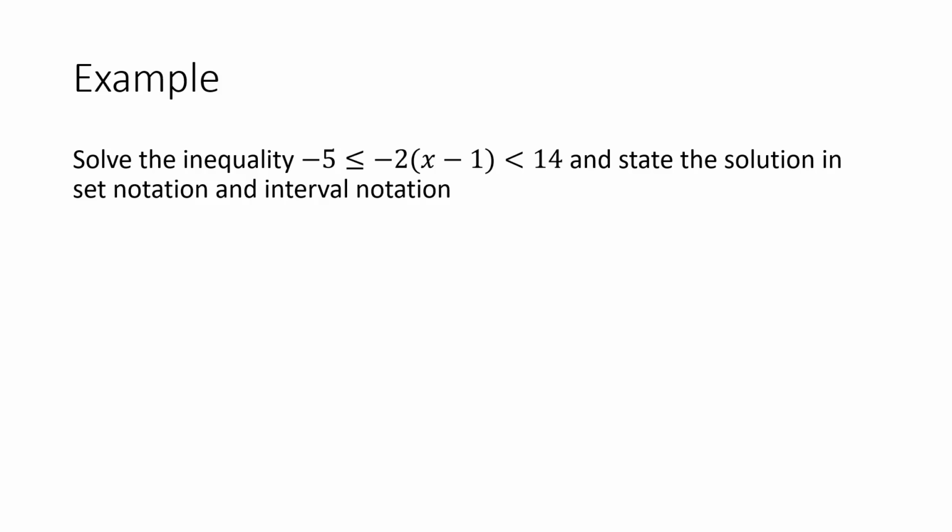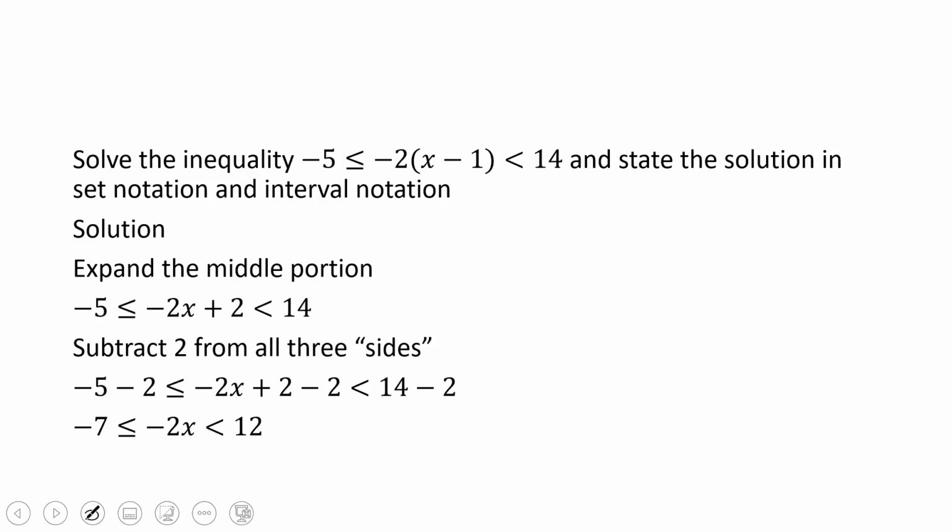And let's try this one. We have -5 less than or equal to -2 times x minus 1 is less than 14. Well, what we can do right away is expand that middle portion out. So we're going to distribute the -2. Then we get to here. Now what we want to do is subtract this 2 from all three sides, quote unquote. So subtracting 2 from all three sides gets us -7 less than or equal to -2x less than 12.